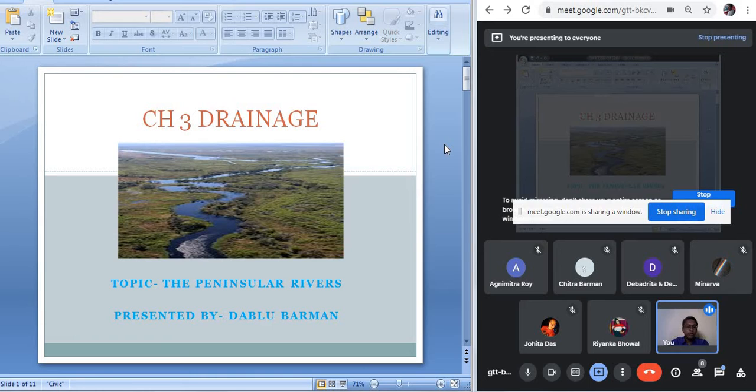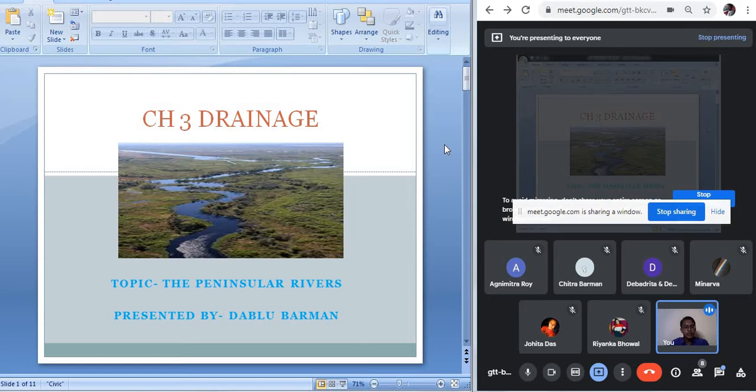So we all know some characteristic features of the peninsular rivers. The peninsular rivers are seasonal in nature, and they do not have a continuous flow of water, because they are dependent on rainfall for their water supply. As well, the peninsular rivers have a shorter course, and they basically originate from the peninsular plateau region.